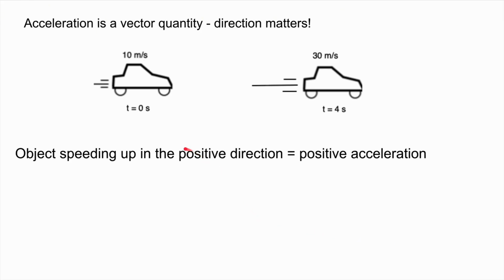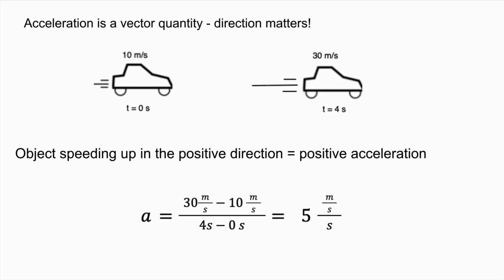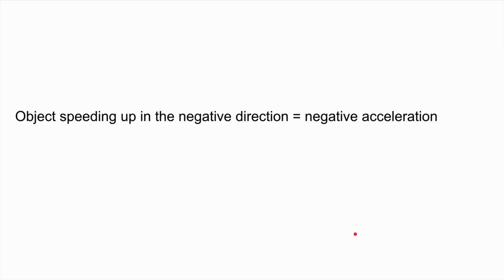Okay, so the object is speeding up in the positive direction. So it's going in the positive direction, and it's speeding up. Speeding up in the positive direction means you have a positive acceleration. And I can prove that to you, right? So I'm just going to use the acceleration equation. I'm going to say the final minus the initial divided by the time gives me positive 5 meters per second squared.